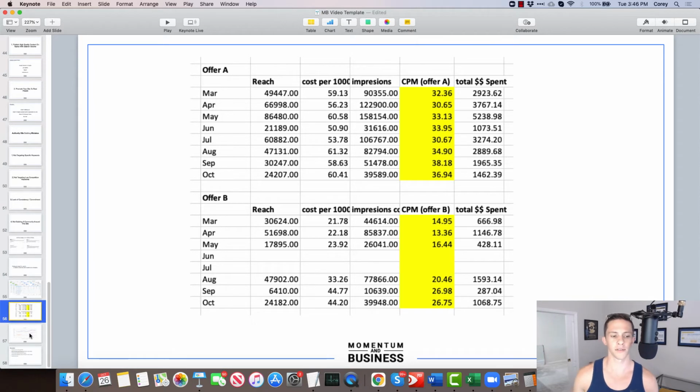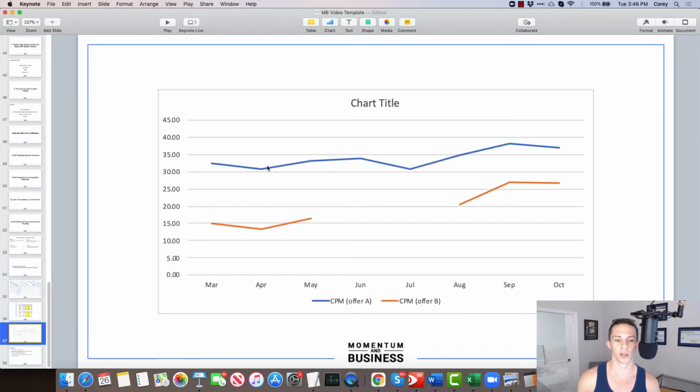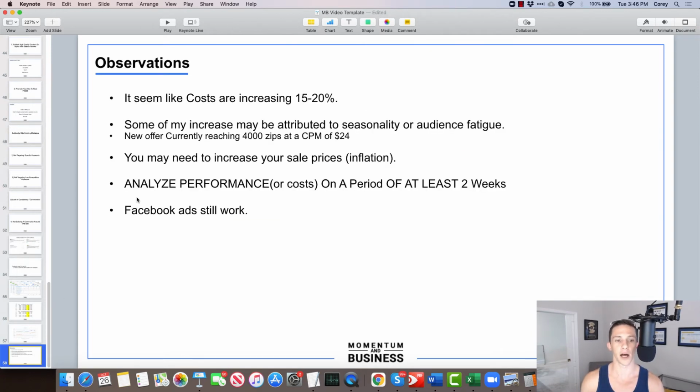So I don't want to say we exploited the audience, but we're hammering that audience, and we're in an area where we've gotten out all of the people that would be excited and bring our CPM and our cost per conversion down lower. Those people are kind of history at this point, right? So we're running it to that audience where the easy fish have been caught. Some of my increase may be attributed to seasonality or audience fatigue.